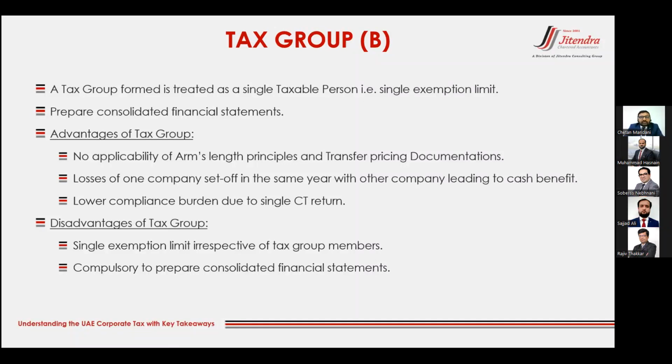Now let's have a look at the disadvantages of forming a tax group. So the biggest disadvantage is that the tax group will be considered as a single taxable person, and hence they will have a single exemption limit irrespective of the tax group members. So let's say you have 4 companies in a tax group. Even though you have 4 companies, you will be eligible for only the single exemption limit, that is 375,000. And the next one is that for a tax group, it is mandatory to prepare the consolidated financial statement.